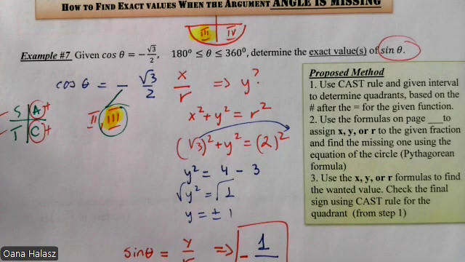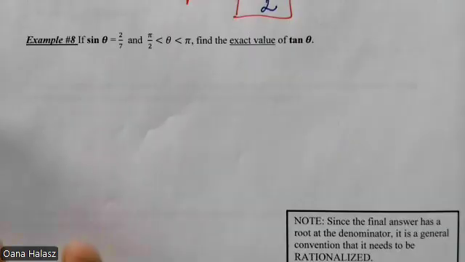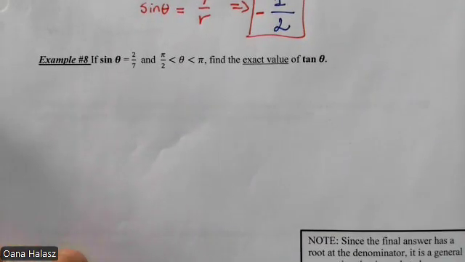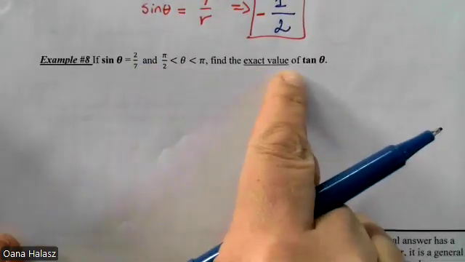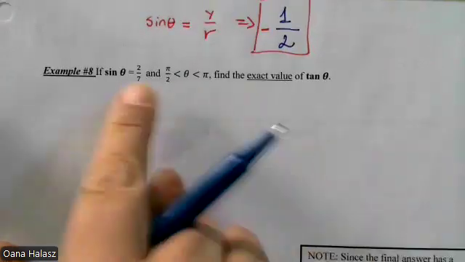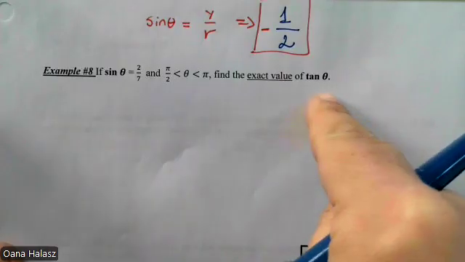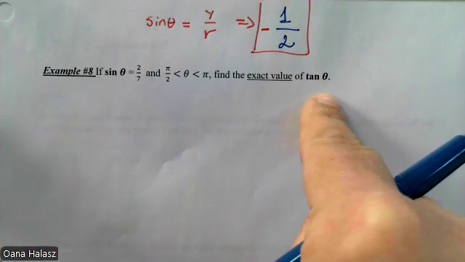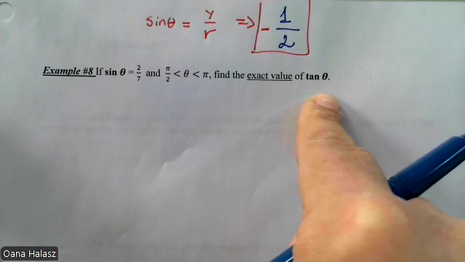Make sense? Okay, let's do one more. Now you're given a sine theta value. So if sine of theta is 2 over 7, and theta is between pi over 2 and pi, find the exact value of tangent of theta. So when you're given a value and other information, and you're trying to find another value, when you have no idea what the angle is, think of X, Y, R. That's the way you approach all of these questions. X, Y, R, find it, okay?